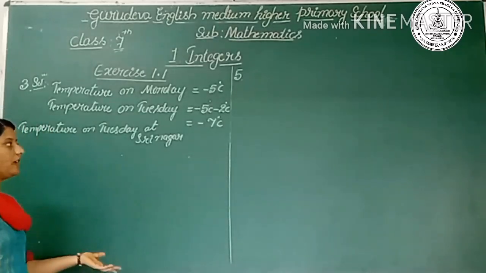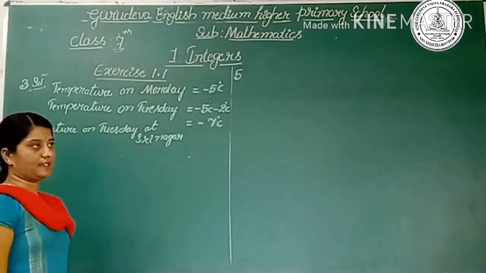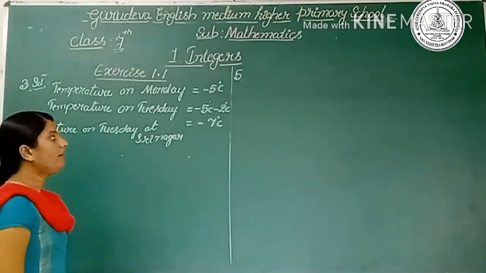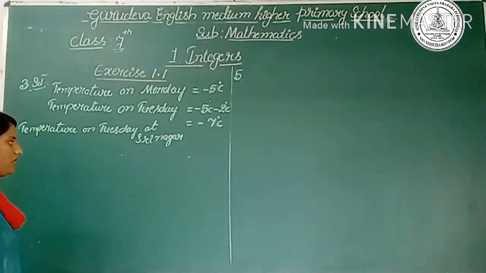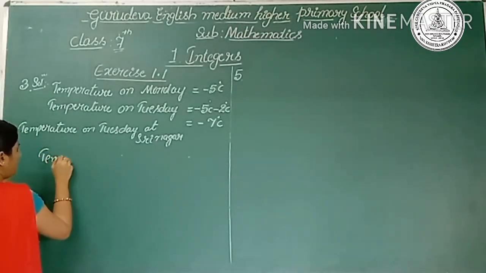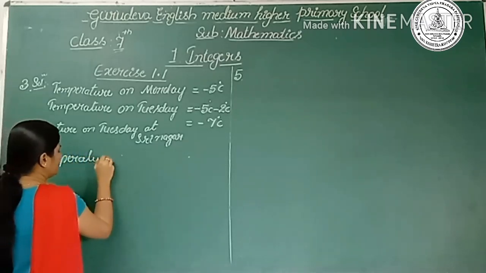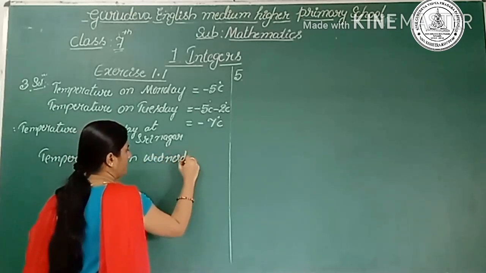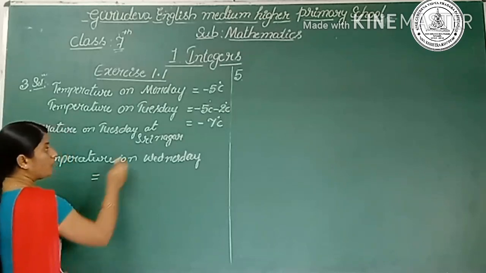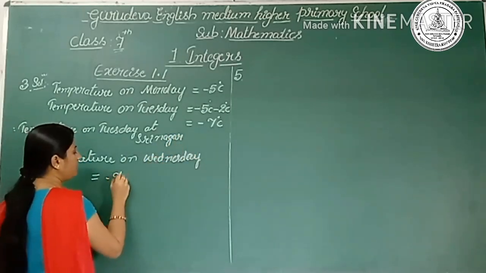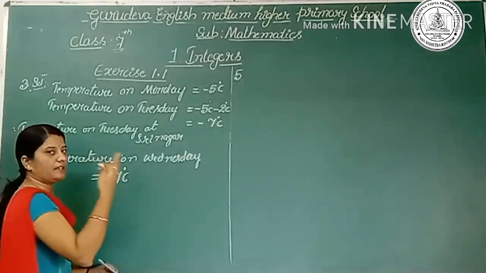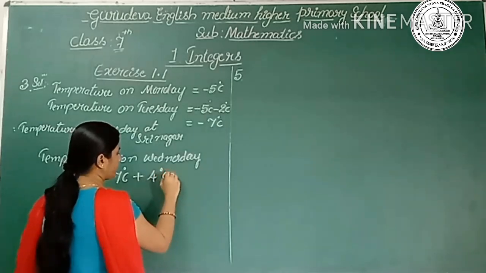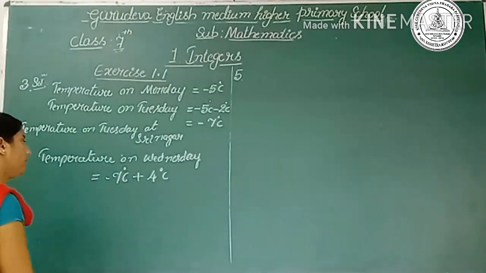Okay. Then on Wednesday it rose by 4 degrees Celsius. Means from this temperature it rose by 4 degrees Celsius on Wednesday. Okay. Let's find out the temperature on Wednesday. Let's write here, temperature on Wednesday is equal to, so before, the Tuesday temperature is -7 degrees Celsius, it rose, means it rises. So we have to add 4 degrees Celsius. 4 degrees Celsius. So we have to add here.